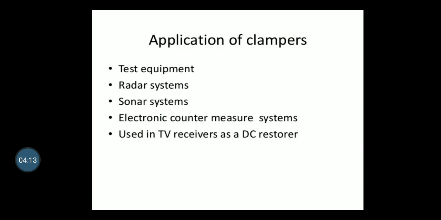So applications of clampers include test equipment, radar systems, sonar systems, electronic countermeasure systems, and also TV receivers.